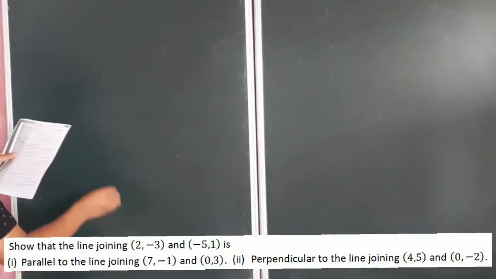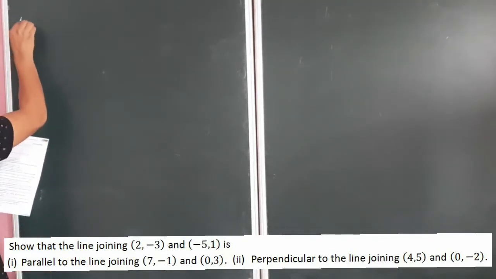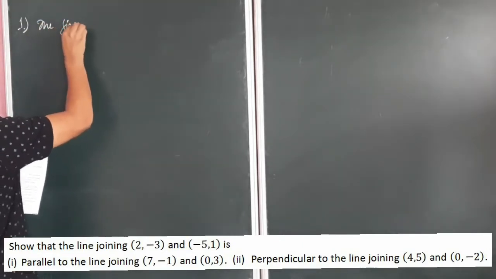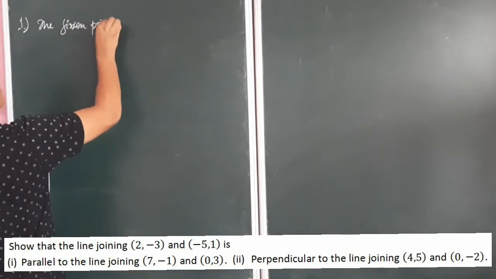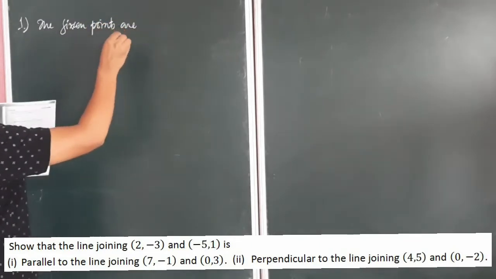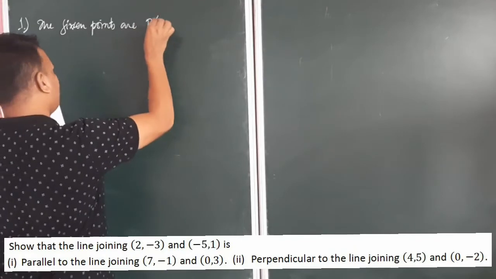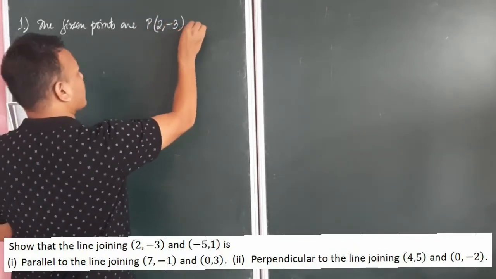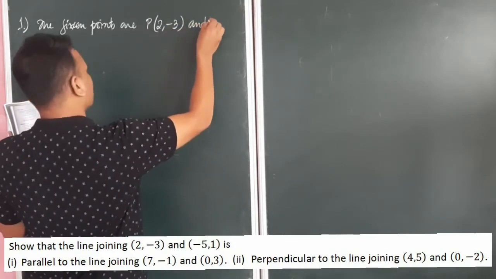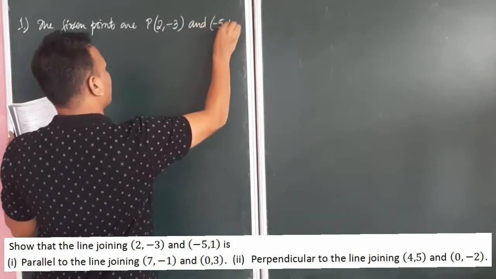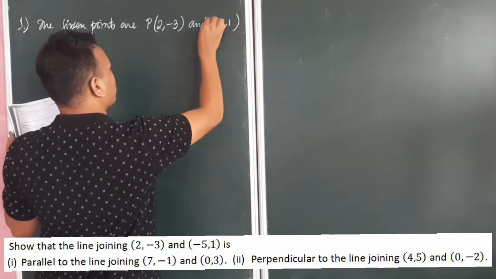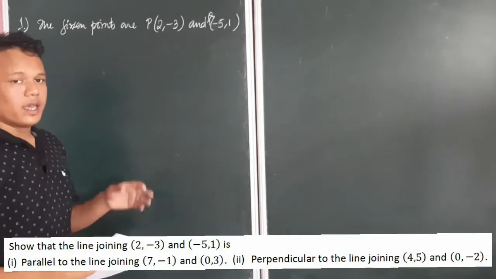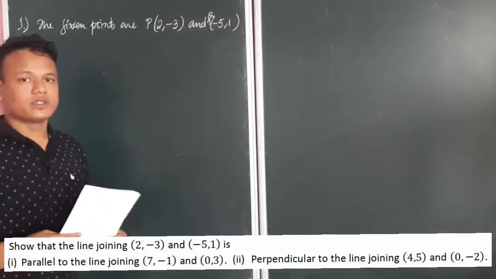Okay, so let us quickly note down what are the things given. So it is question number 1. The given points are, let me write it as P and Q. P is given to be (2, -3) and (-5, 1). Let me call this point Q. These two are the given points, and through these two points there is a line passing.